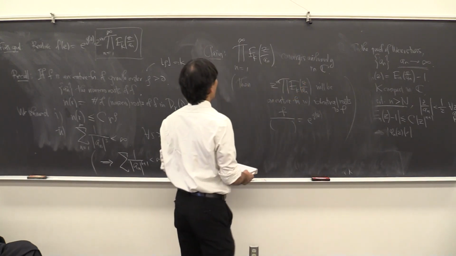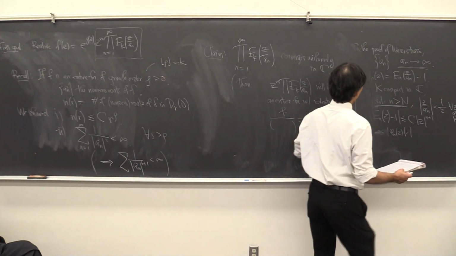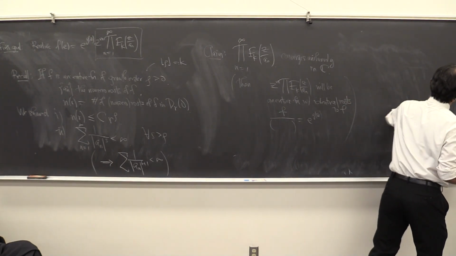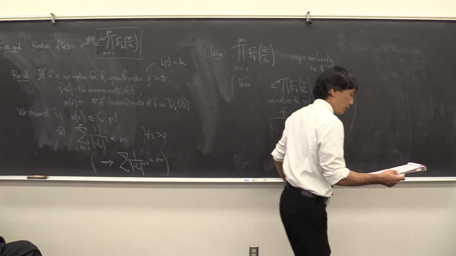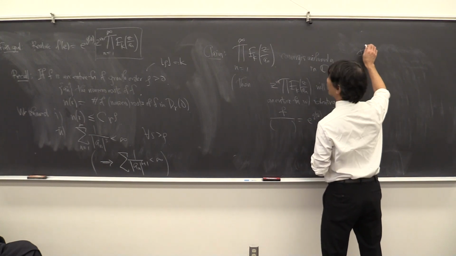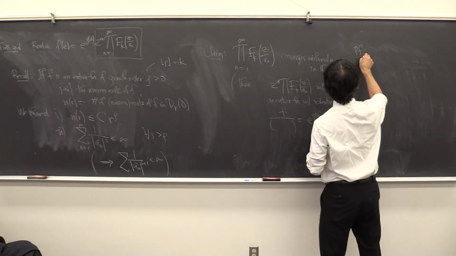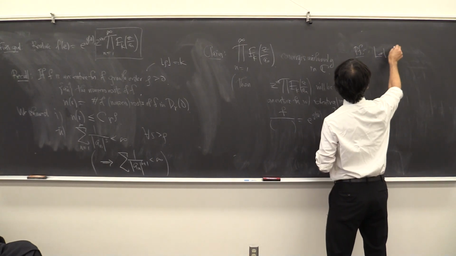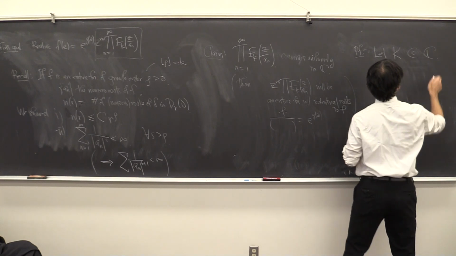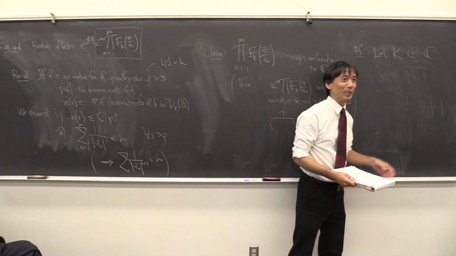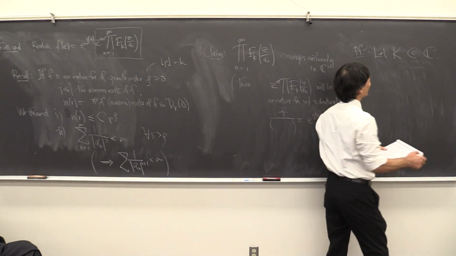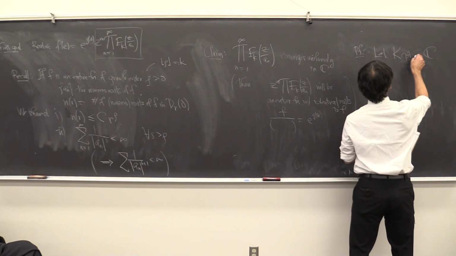Okay, so this actually turns out to be pretty straightforward. So for the proof of the claim, let K be compact. Sometimes people use this notation. I like using obscure notation. Let K be a compact subset of C.